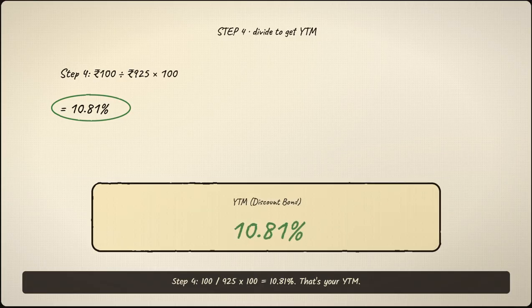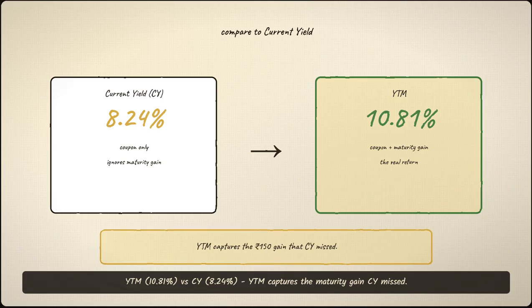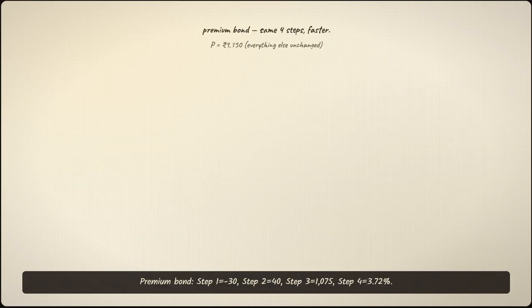This turns out to be 10.81%. Compare this to the current yield of 8.24% we calculated earlier. Yield to maturity is higher because it's capturing the additional 150 rupee gain, which the current yield ignored.